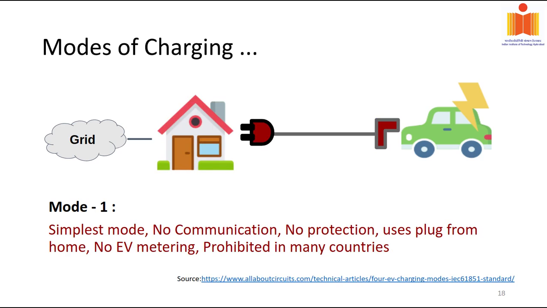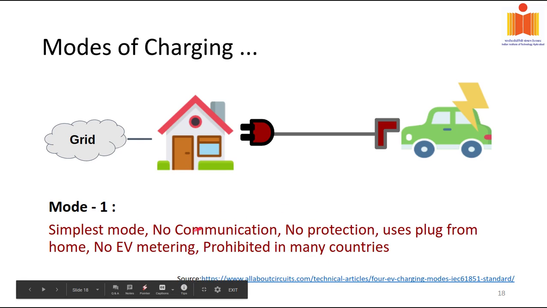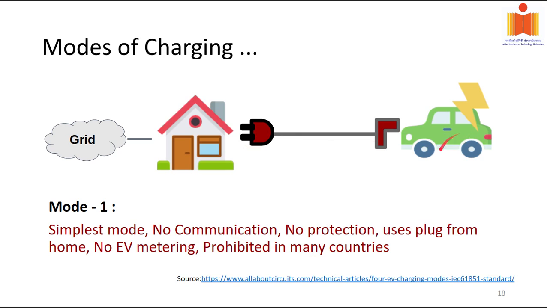So first I'll go to mode 1 charging. Now this is very simple. No communication, no protection, just use the plug from the home. No EV monitoring, prohibited in many countries, because this kind of thing can cause a lot of issues. What kind of issues? The solution is, you have the electric vehicle and you have this charging wire. Simply plug in the charging wire to the plug point in the house, and automatically your electric vehicle will start getting charged. So what is the issue? The very good thing is that it is very simple, but there is no communication, so we don't know when the charge is full. We don't know what is the intention of the electric vehicle, whether it wants to charge or discharge. So there is no consideration for time of the day pricing, etc.